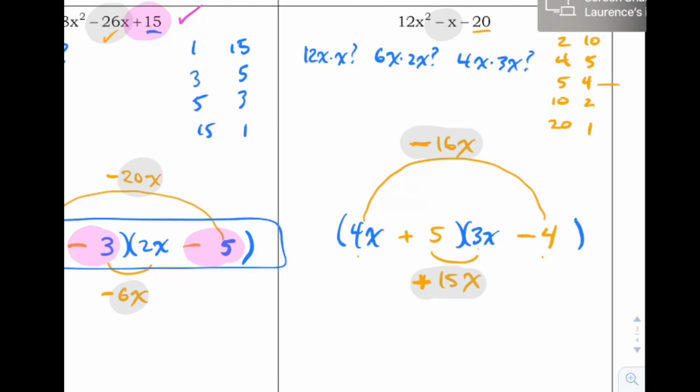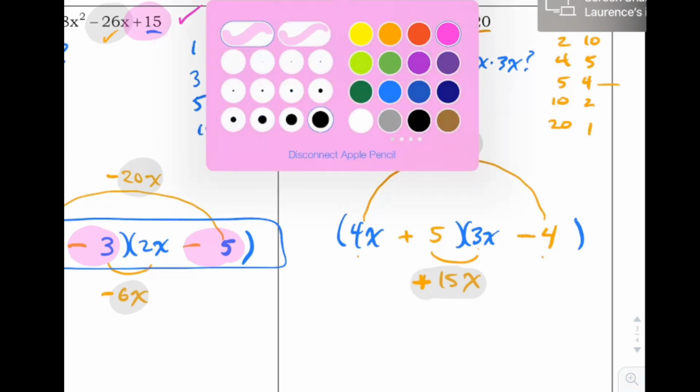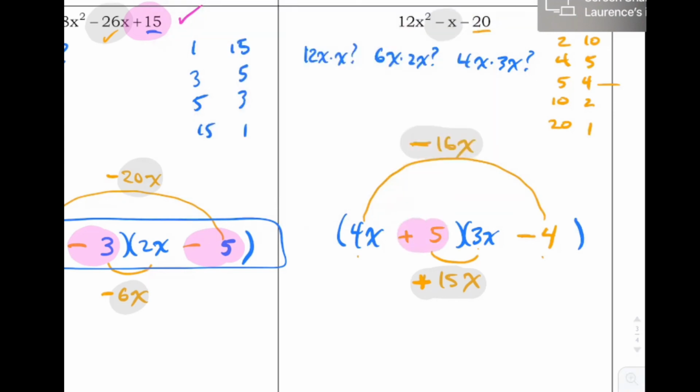Last but not least, make sure you double check. Does having a positive 5 and a negative 4 make this work? And so far it always has. By the way, if it didn't make it work, you just have to go back to the drawing board and start guessing other things. Sometimes it'll happen that you'll get something that you think is going to work, and then you check plus 5 times a minus 4 and you get the wrong thing. Like if that was a plus 20 instead of a minus 20, you'd say, dope. And you just keep trying until you did try every single possibility.